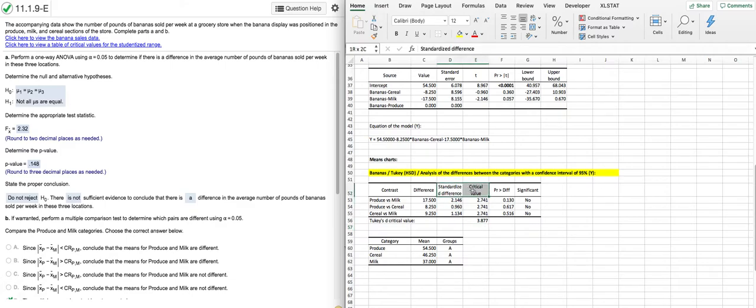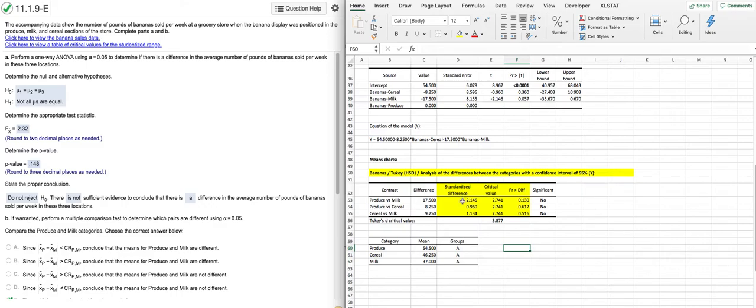And we can interpret it the same way with these three here as well. The standardized differences are less than the critical value, and the p-value is greater than alpha in all three as well.